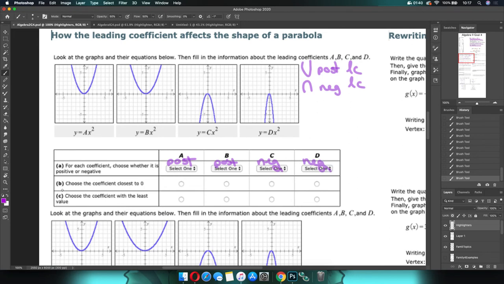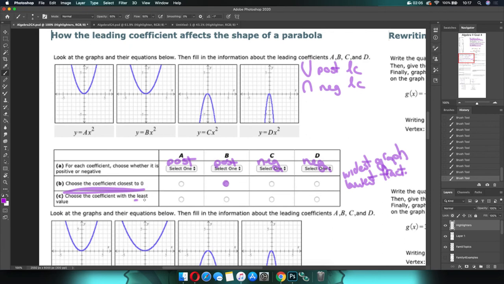Next, when you're getting this one, the coefficient that is closest to 0, what they're looking for is your widest graph. And what they mean by that is also your lowest fraction. And we'll talk about that in one of the later examples. So what is our widest graph here? Probably B. That one looks pretty wide.